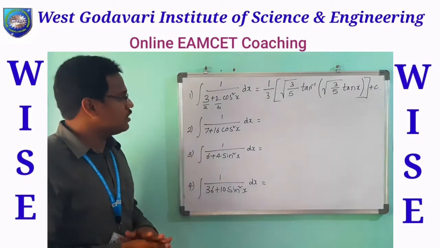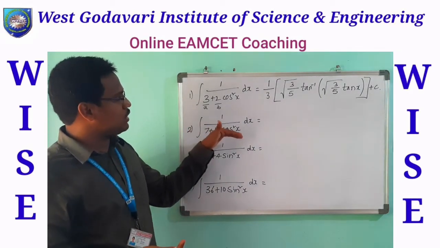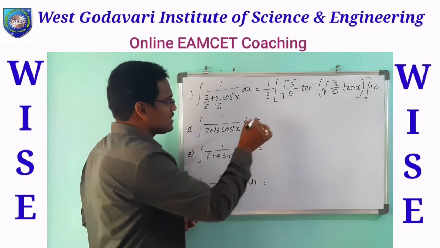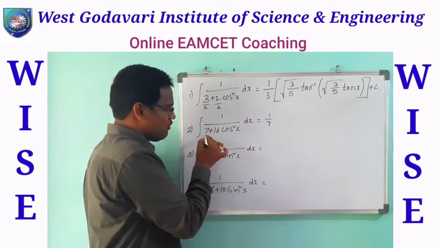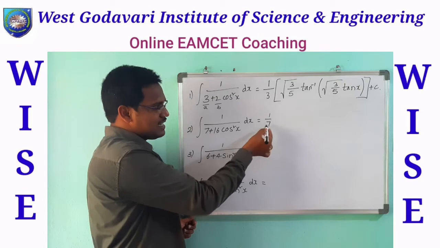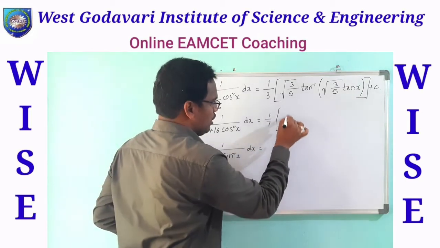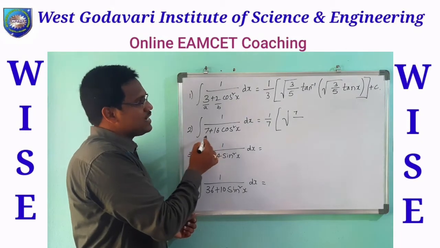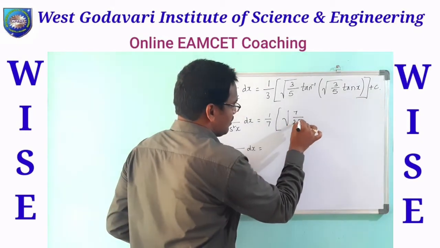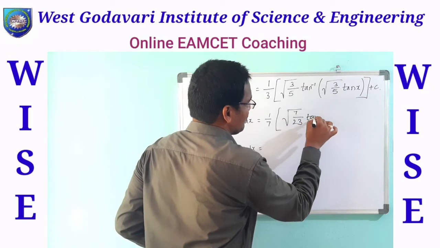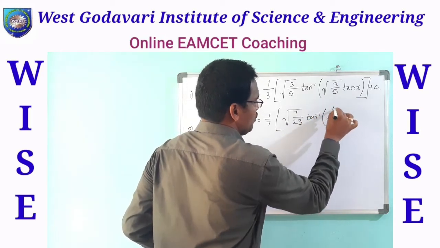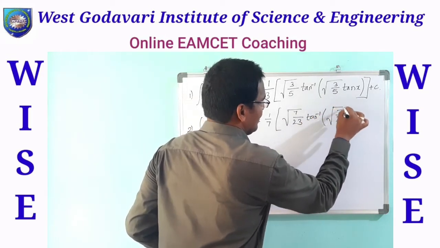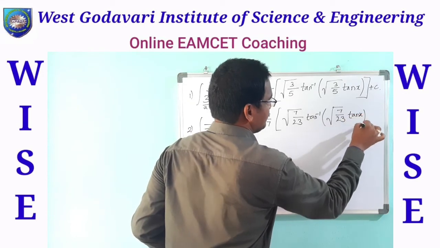Now see the second one. The second one is similar to the first problem, that is 1 by 7. Here the value of a is 7, that's why 1 by a, that is 1 by 7. Square root of 7 by the total. Here the total is 7 plus 16, that is 23. So 1 by 7 tan inverse of square root of 7 by 23 tan x plus c.